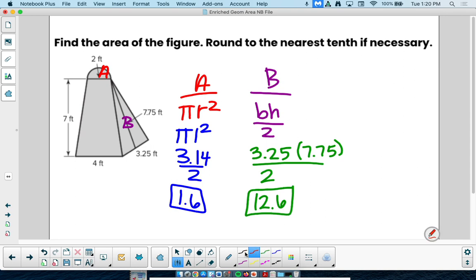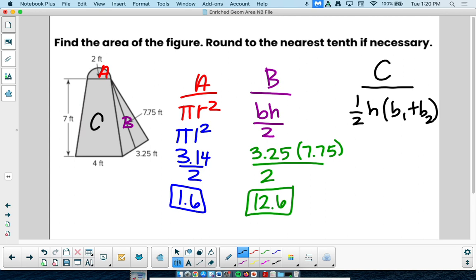What about that last chunk? What is this guy? Trapezoid. So this is the weird one. Half times your height times your bases added together. How tall is our trapezoid? 7. One of our bases? 4. And the other guy? 2. All right, now it's calculator work.